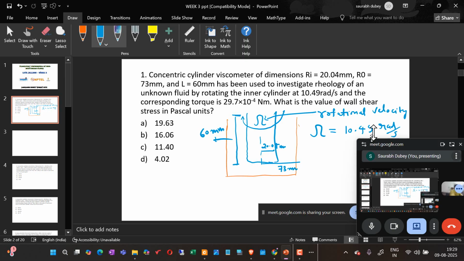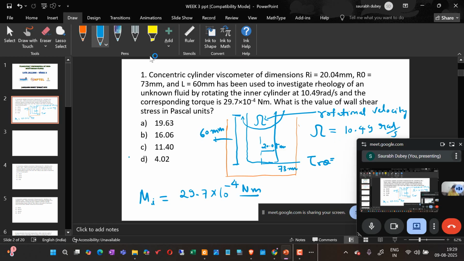The main thing is the corresponding torque. We were discussing that Mi, the torque value, is given as 29.7 times 10 to the power minus 4 Newton meter, which you would anyway obtain through the instrument. For calculation purposes, it is given in the question. So what is the value of the wall shear stress? You have to solve for tau r theta, the wall shear stress, for the given L, right?